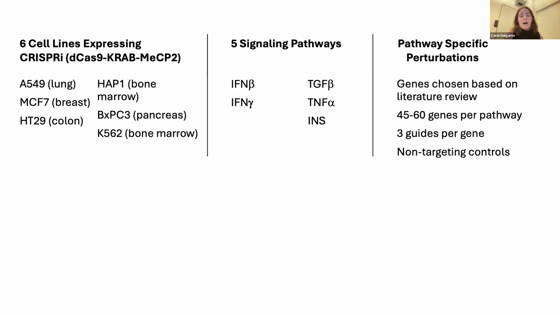We focused on 5 canonical signaling pathways and designed pathway-specific perturbations for each, where we chose genes to target based on a literature review so that we're perturbing known regulators. And this will give us a stronger signal that we can use to build the pathway gene signatures, since we're really focusing on the transcriptional profile of the pathway rather than identifying new regulators.